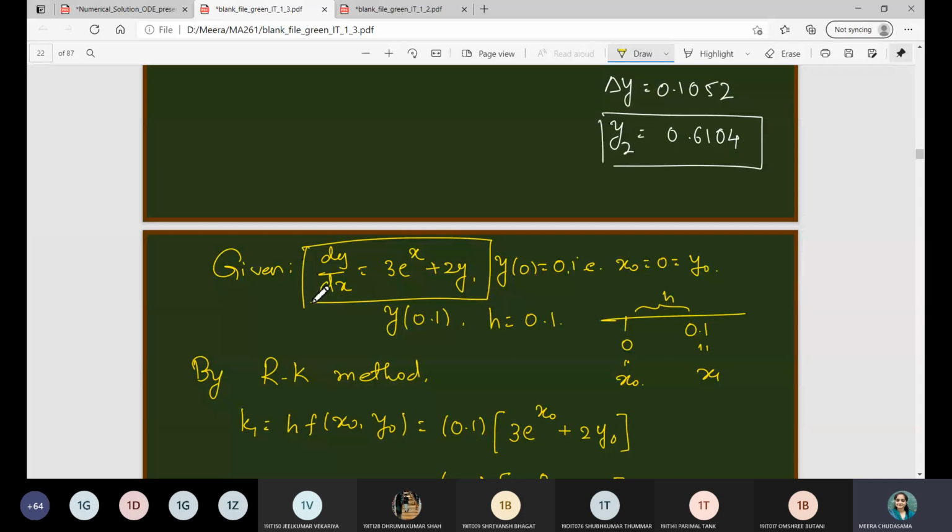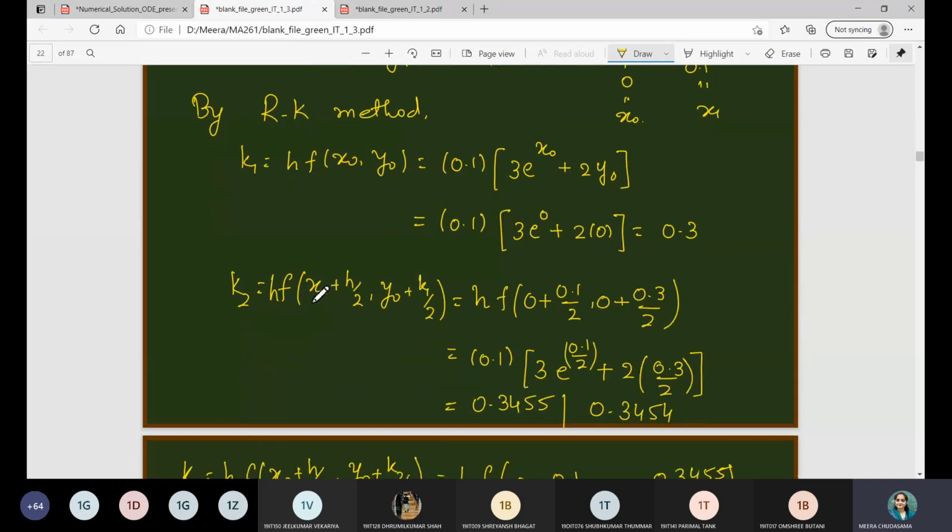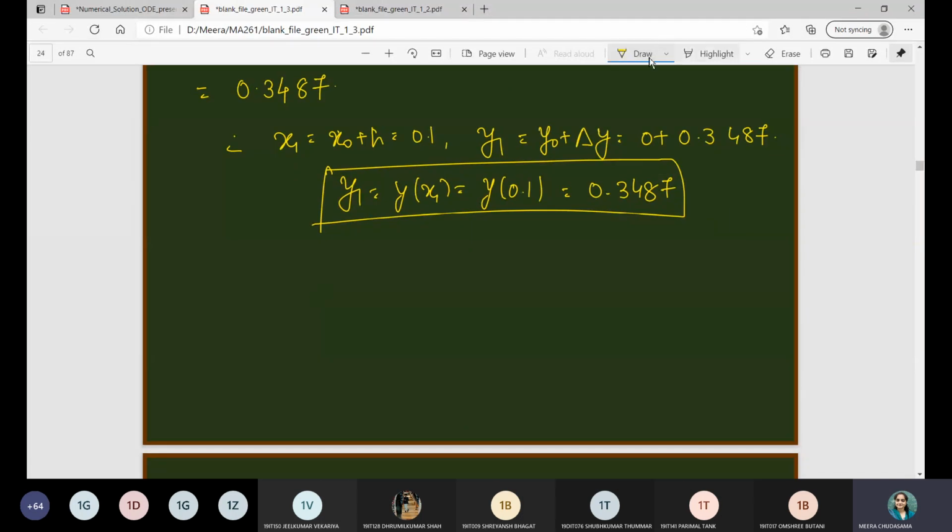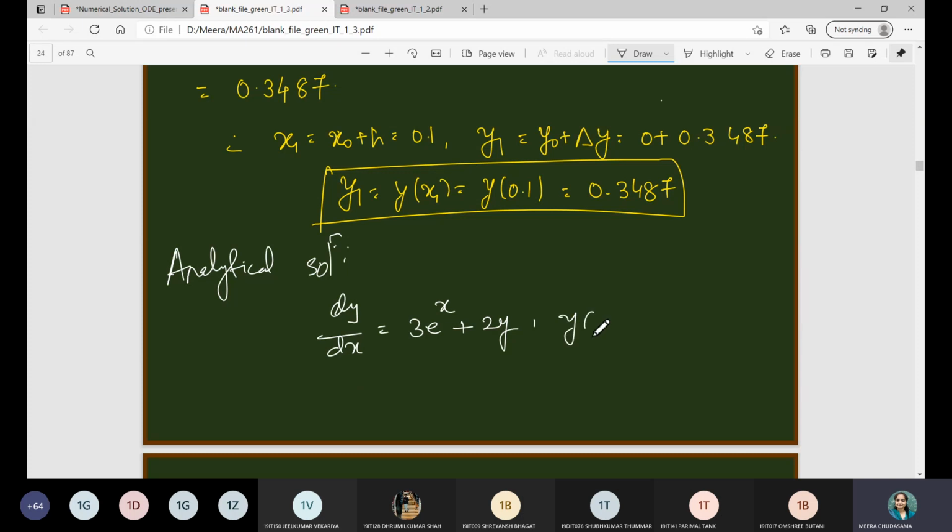So you have to find out the integrating factor and then the general solution, and after that the particular solution, right? So I am quickly writing that part. Analytical solution: dy by dx is equal to 3 e raised to x plus 2y. So I can rewrite this expression as dy by dx minus 2y is equal to 3 e raised to x.